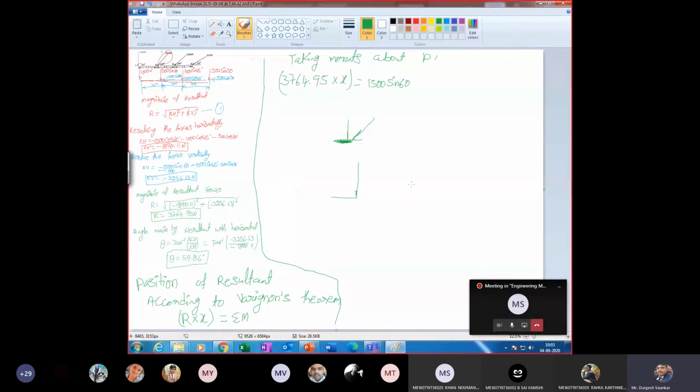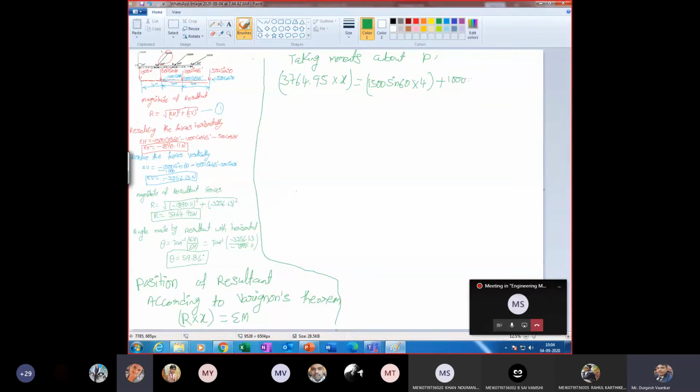Yesterday I received some responses. You people have taken this force directly and the distance means this one. How will it become perpendicular? We cannot call it perpendicular. This thing is your perpendicular. Next, 1500 sine 60 is your load, into perpendicular distance, 4. Next, what about the next thing? Plus 1000 into 1000.